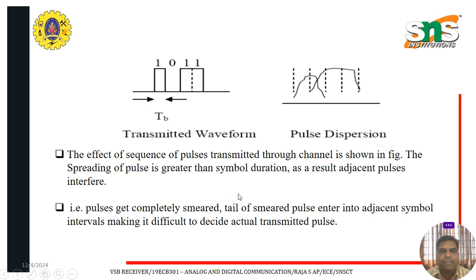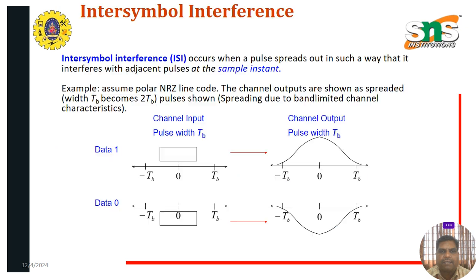The effect of a sequence of pulses transmitted through a channel is shown in the above figure. The spreading of the pulse is greater than the symbol duration. As a result, adjacent pulses interfere, that is, the pulses get completely smeared. The tails of smeared pulses enter into adjacent symbol intervals, making it difficult to decide the actual transmitted pulse. Intersymbol interference occurs when a pulse spreads out in such a way that it interferes with the adjacent pulses at the sample instant. Assume here this is the polar NRZ line code.